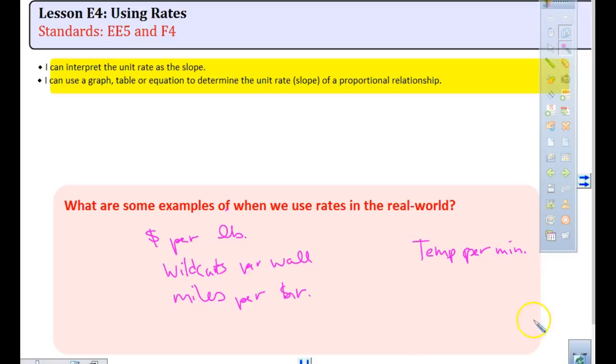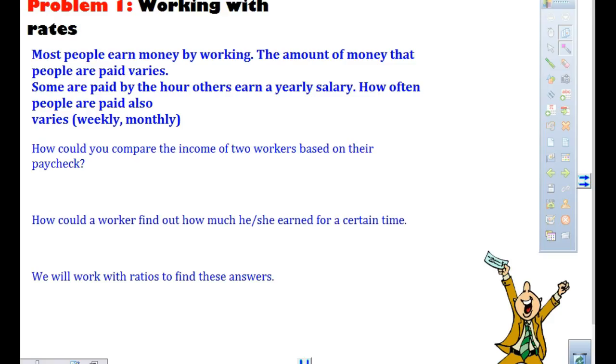Okay. So thinking about that, you actually will see them, if you think about it, there's many places that we see rates, okay? Right now, we are going to look at this situation. Most people earn money by working. The amount of money that people are paid varies. Some are paid by the hour, others yearly salary.